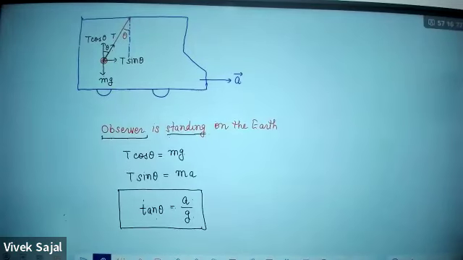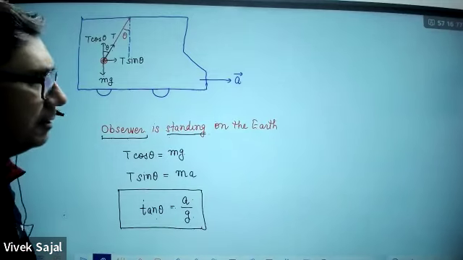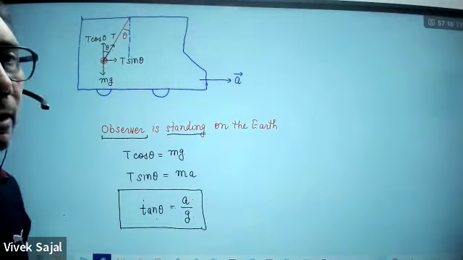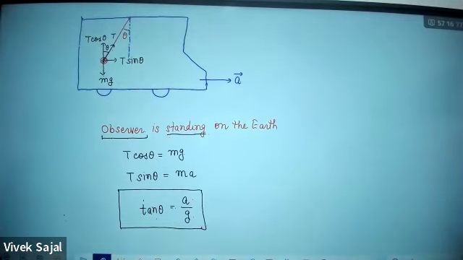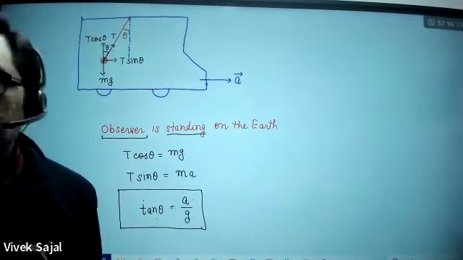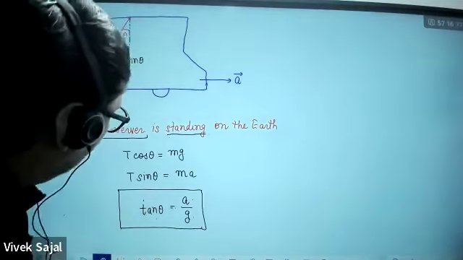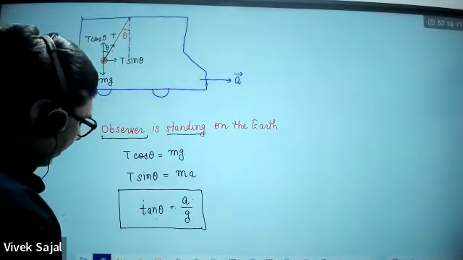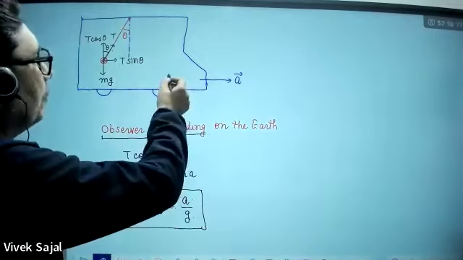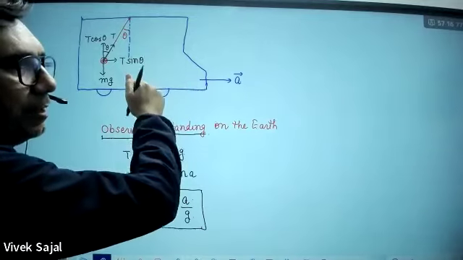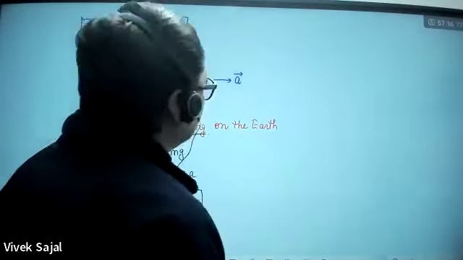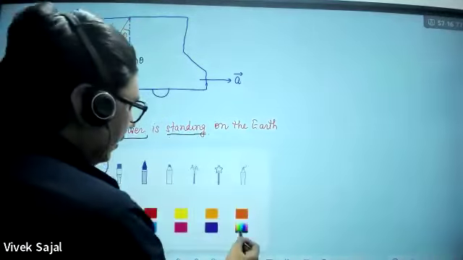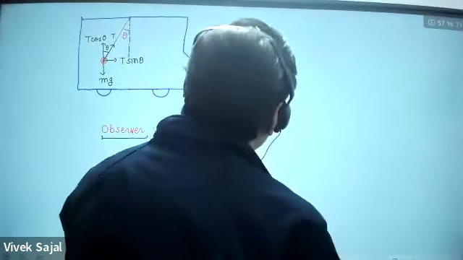Is it okay? This is one point of view when you are observing from the earth. So this is the explanation from the earth, okay? From the inertial frame. Next, now we need another explanation from the point of view of a person who is standing on the bus. So here his explanation will be different.